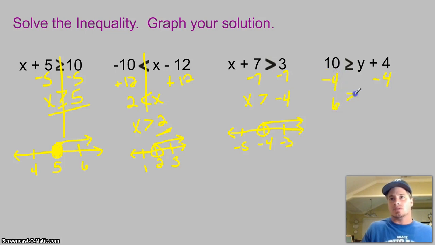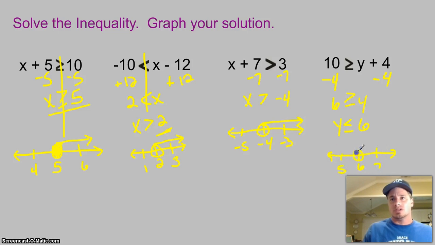I get 6 greater than or equal to y. And I probably want to turn that around. That looks like a 4, it's a y. So y is less than or equal to 6. Remember, if you turn the thing around, remember to turn your sign around. Okay, again, I'm going to number line right here. I've got 6 in the middle of this thing. I've got a 7 here and a 5 here.